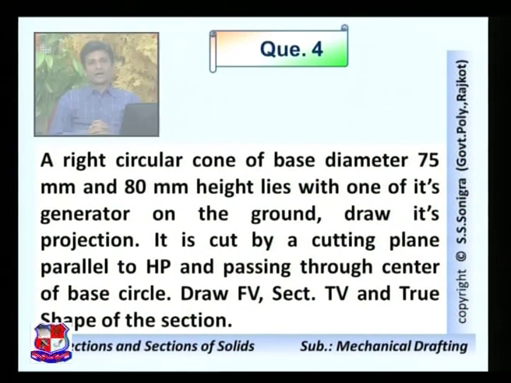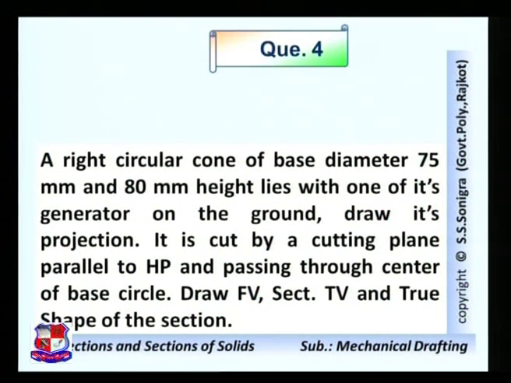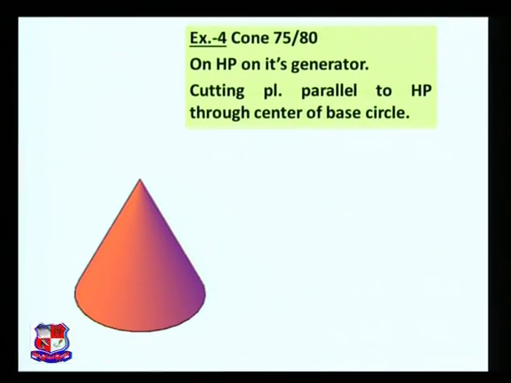Here also the cutting plane is making an angle with the horizontal plane. It's parallel to HP, and hence its front view would be cut. This is the short data for this problem. Cone 75 mm diameter, 80 mm height, resting on HP on its generator, and the cutting plane is parallel to the horizontal plane and passes through the center of the base circle.